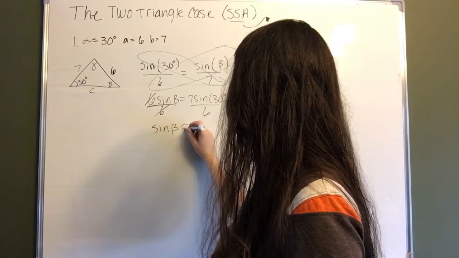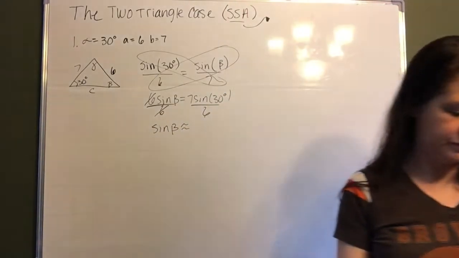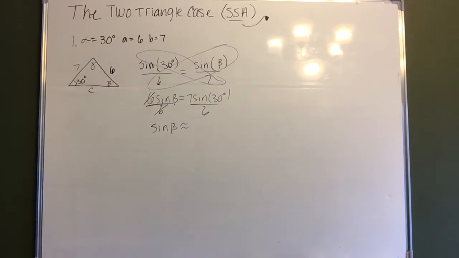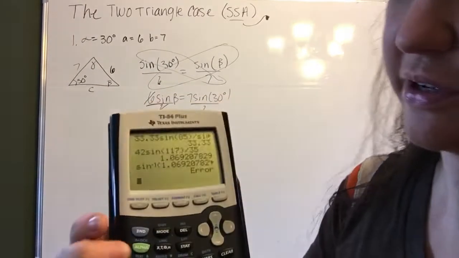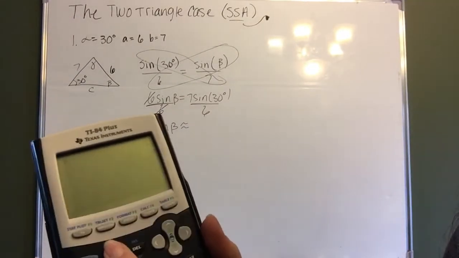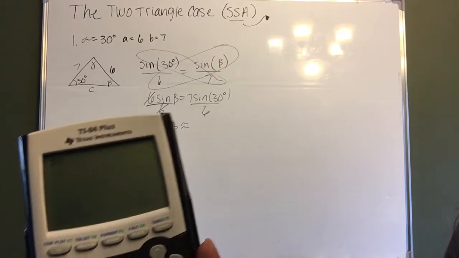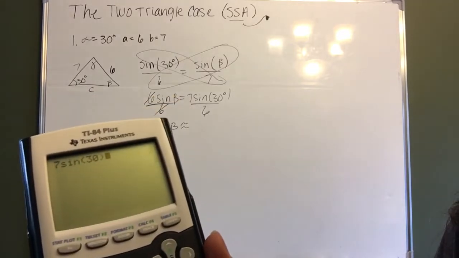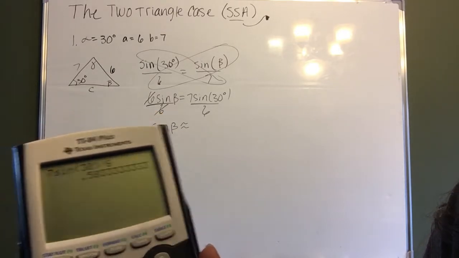And I'm going to type this in. Just the right-hand side of this, I'm going to type it into the calculator, okay? Okay, where's the calculator? Oh, it's over here. All right, so I have my calculator. I'm going to make sure I'm in degree mode. I am, okay. Now we're going to put 7 sine 30 divided by 6. We get 0.583 repeating.